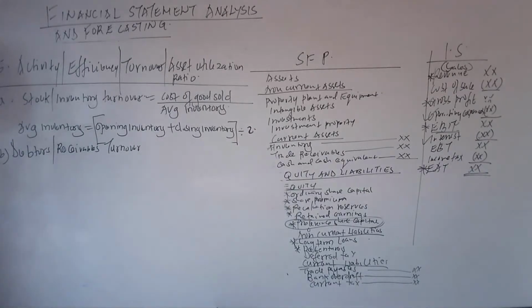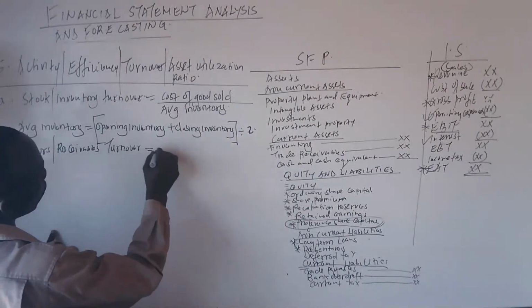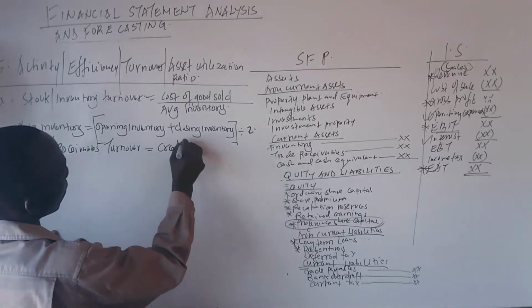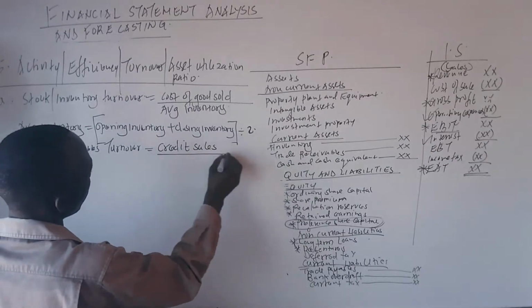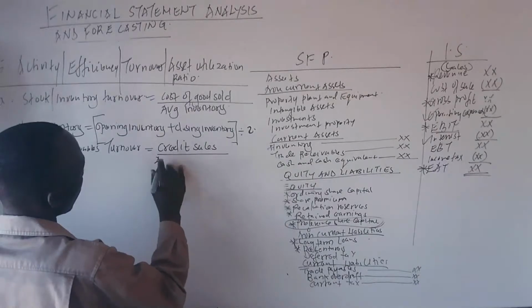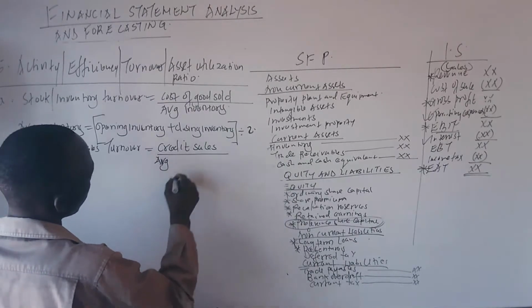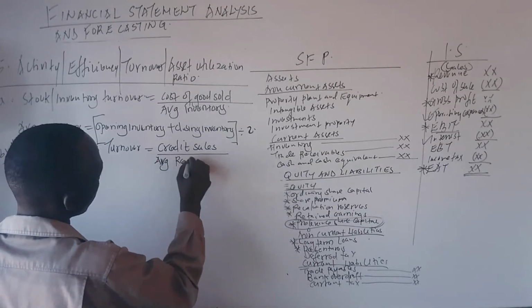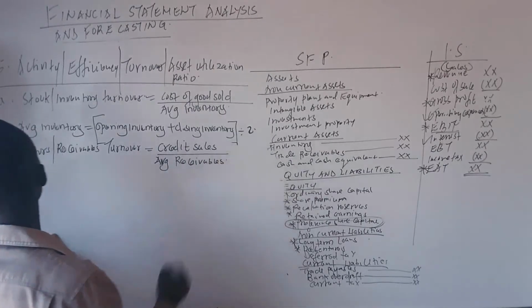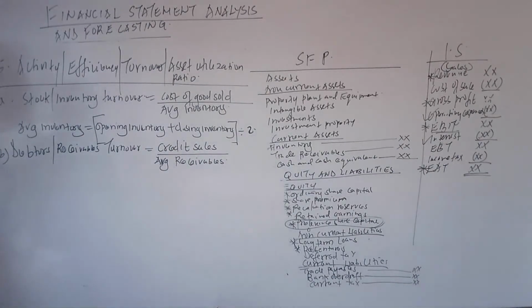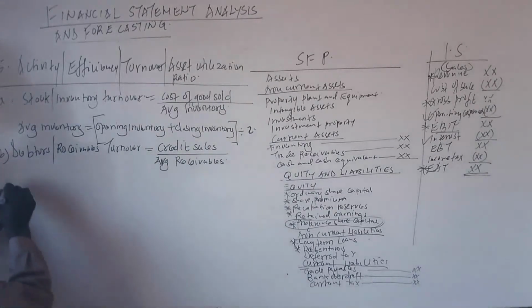It indicates the frequency with which customers buy goods on credit. So how do we get the debtors or receivables turnover? It is given by the credit sales, then you divide by the average receivables or debtors.